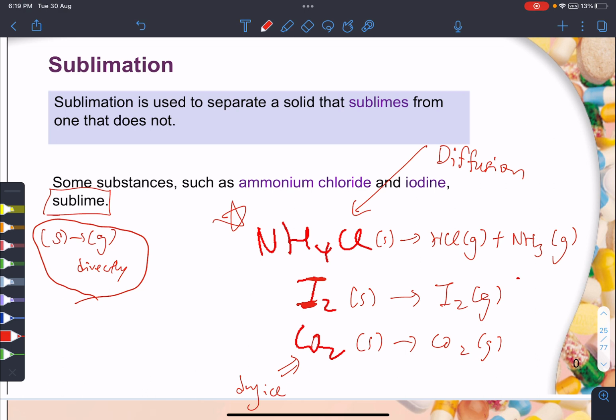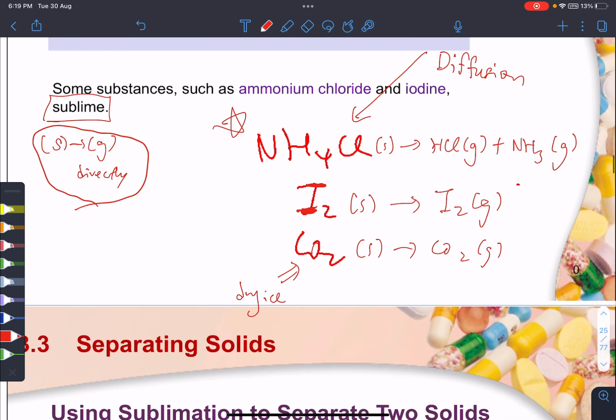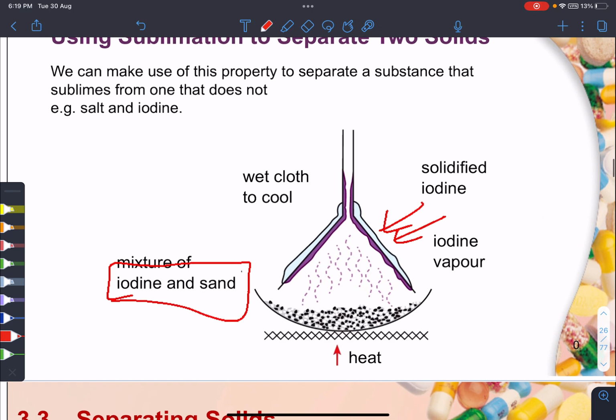The one I put a star on, that one is very special. It's a classic. When I say classic, it's something that comes out on and off in exams. This solid, when you heat it, becomes 2 gases. Literally you just take a filter funnel, put it upside down, and take a wet cloth. It's essentially just providing a cooler surface for it to cool down. So you don't need complicated equipment, just a filter funnel and a wet cloth.